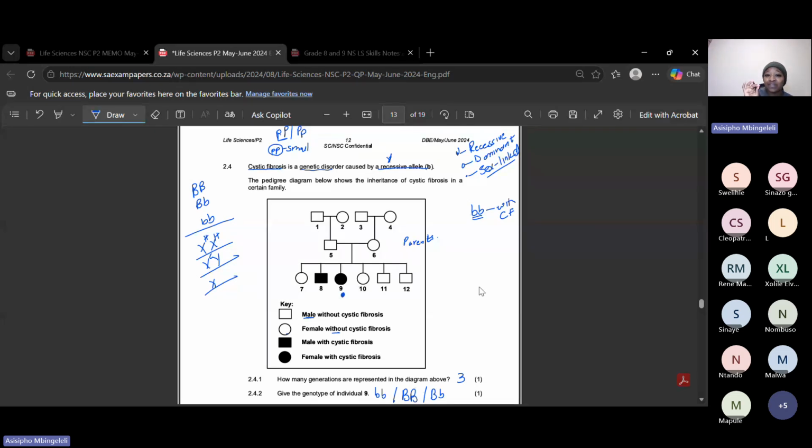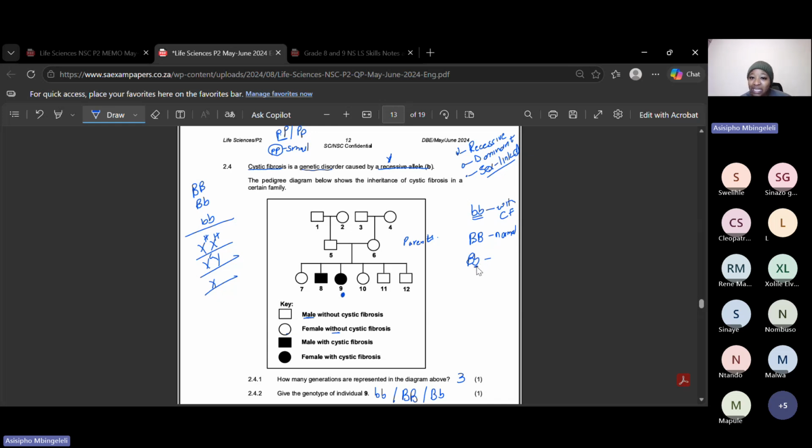Now, because they've said that this disorder is caused by a recessive allele, an individual with capital letter B, capital letter B will be normal, will not have the condition. Because this individual has dominant alleles, these would be normal alleles. What about an individual who is heterozygous? This condition is caused by a recessive allele.